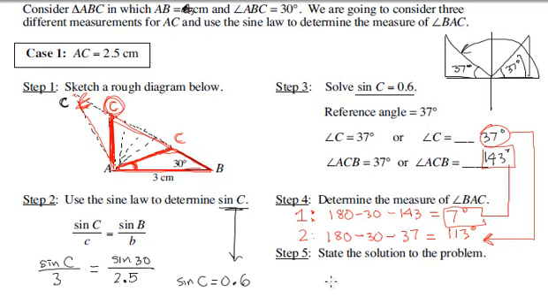State the solution to the problem. Well, because the problem was to determine the measure of BAC, in this case the solution is that there are 2 solutions, 7 and 113. And don't blame us for that, it's an ambiguous question.